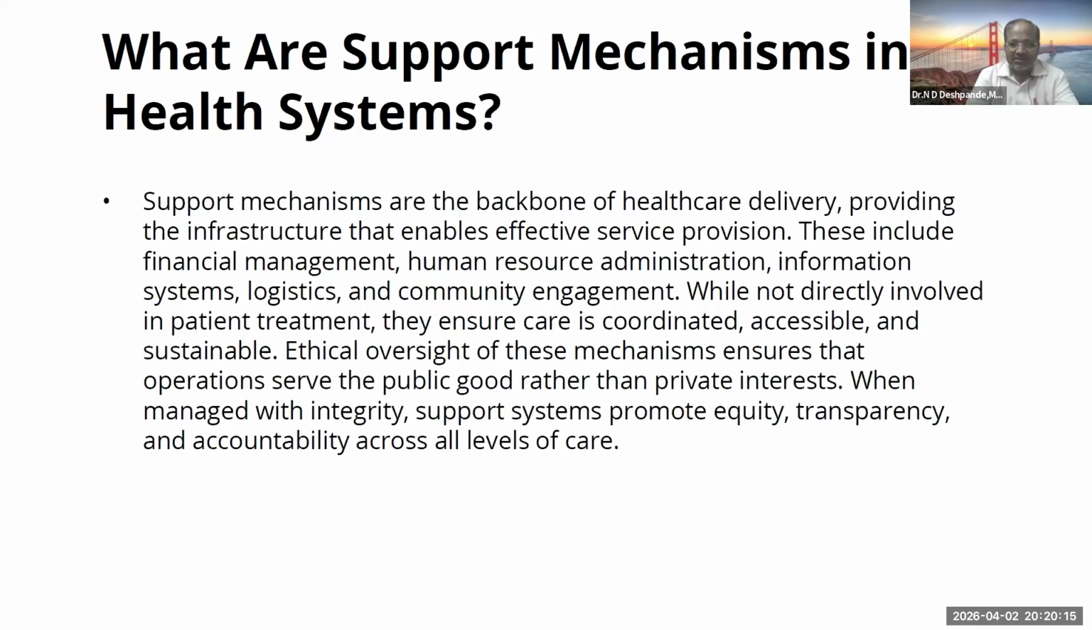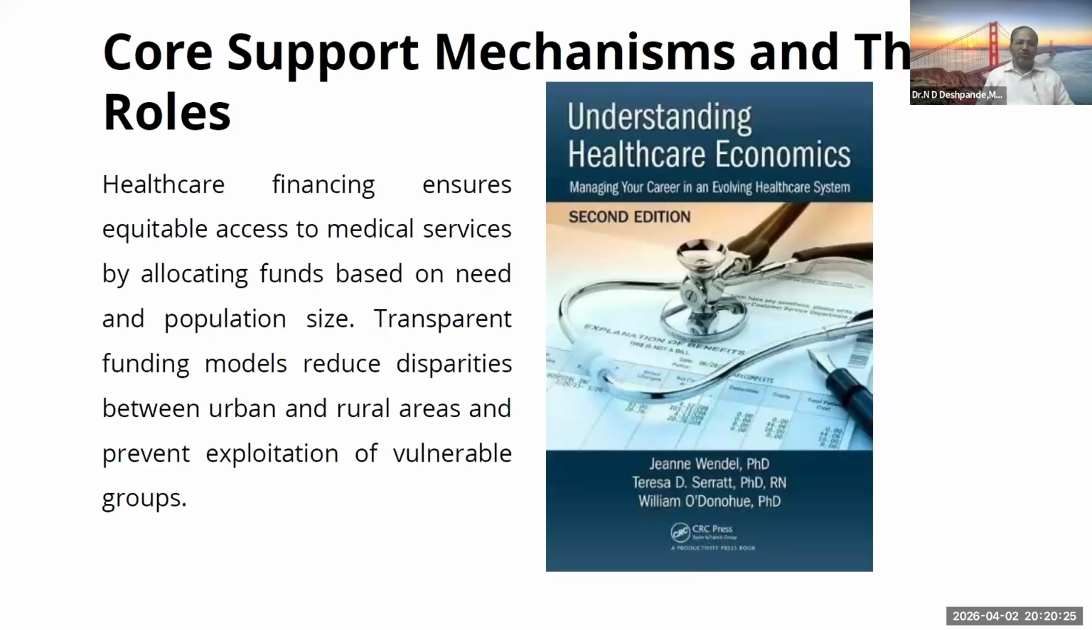So it is all HR, finance, IT, logistics, community engagement. Support systems have to provide what? Transparency, equity, and accountability. So in order to know that, core support mechanisms should know how this equity and equitable resources work. Healthcare financing ensures equitable access to medical services by allocating funds based on need and population size. So what kind of population requires what kind of allotment of funds. Transparent funding models reduce the disparity between urban and rural areas and prevent exploitation of vulnerable groups.